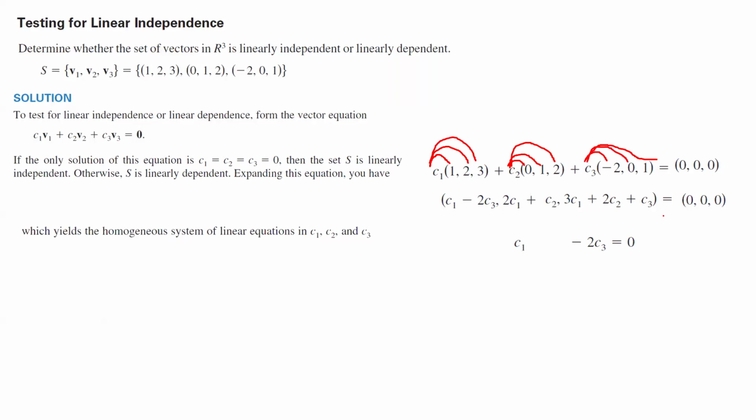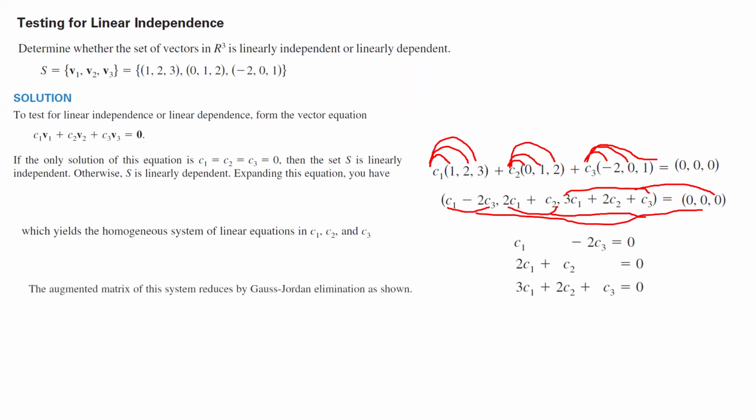You get C1 minus 2C3 equal to 0. The very first components are equal to each other. And then 2C1 plus C2 is equal to 0, which is the second component equal to 0. And then you have 3C1 plus 2C2 plus C3 equal to 0 as well. So these are your last components that are equal to each other. Very good.